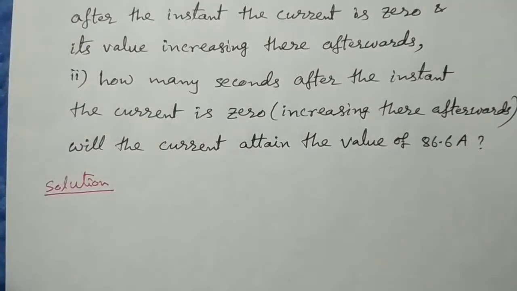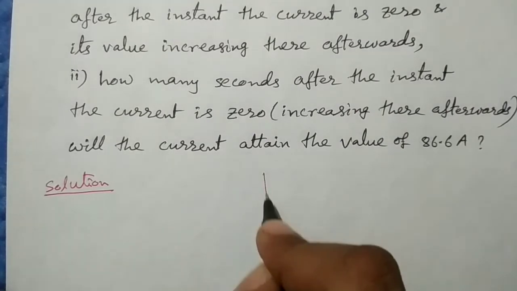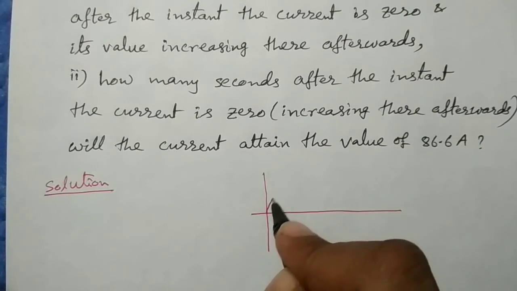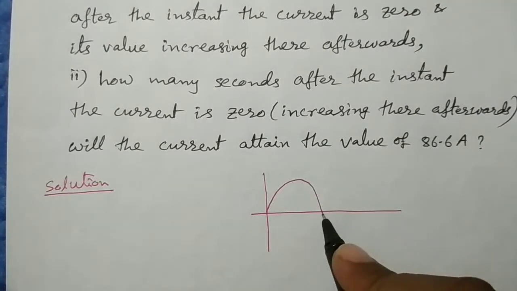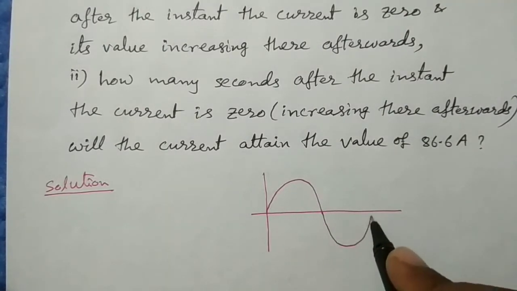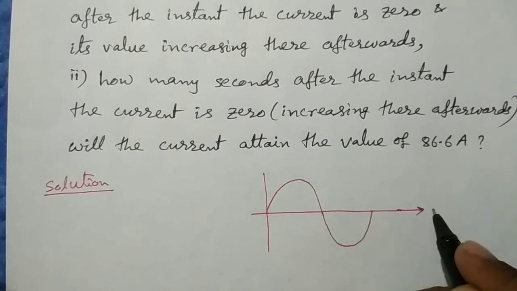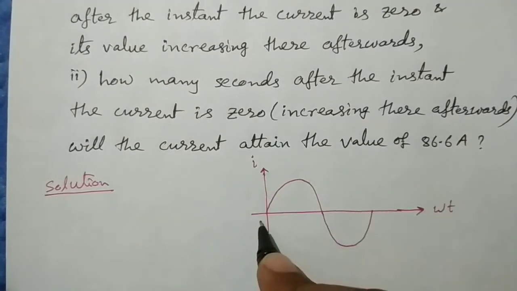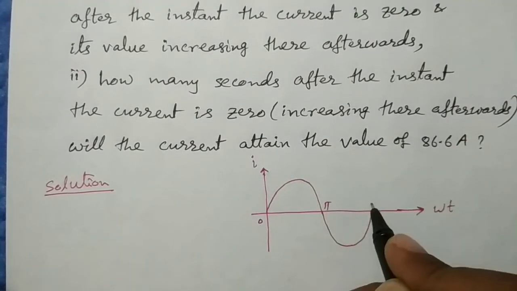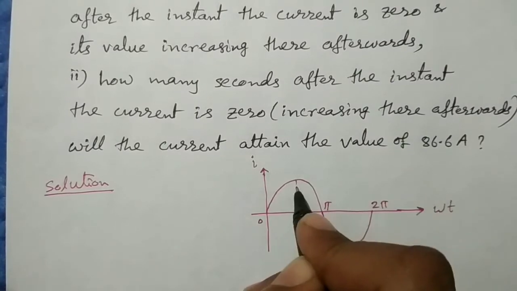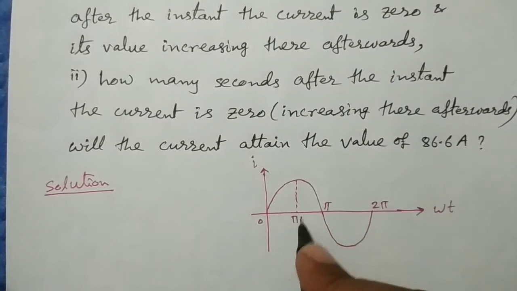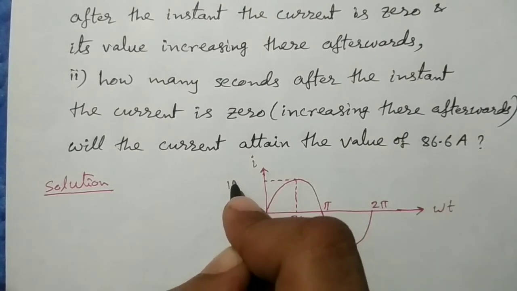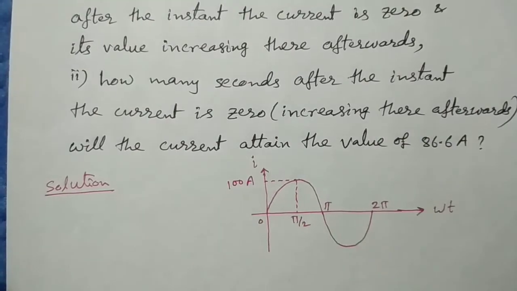So here an alternating current is considered. Remember, it will be the sinusoidal alternating current, because if nothing is mentioned, then we will always consider a sinusoidal waveform. So this is the waveform of the current. It is 0, pi, 2 pi and so on. And this is the maximum value that we will get at pi by 2. According to the question, the maximum value is 100 ampere.